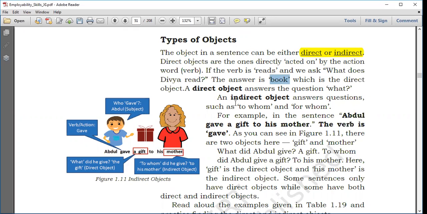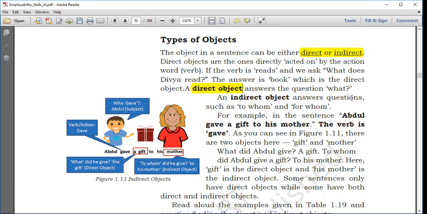Like our example was Divya reads a book, right? Divya read a book. So if you ask the question, what does Divya read? क्या पढ़ रही है दिव्या? The answer will be book. Now if you get the direct answer, we'll say this object is the direct object. When you put the question what and you get an answer, then that particular object is the direct object, right?